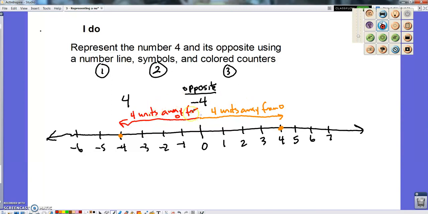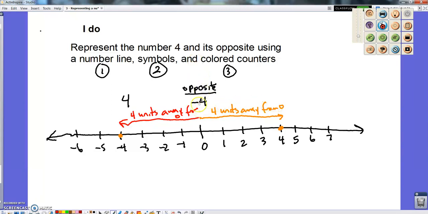So positive and negative numbers, they represent the same amount. Like this is 4 and this is 4, but they represent the opposite direction. We talked about that in like playing a board game where you go forward or backwards, or football where you go forwards or backwards.